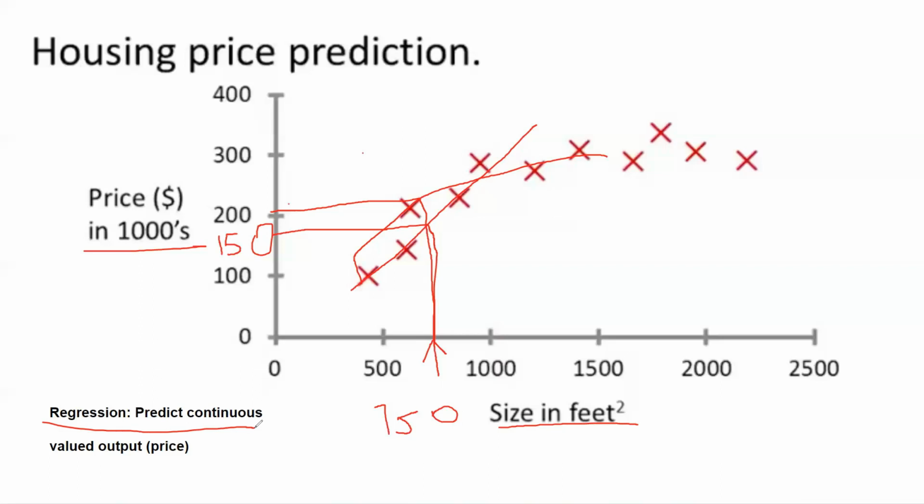So technically, I guess prices can be rounded off to the nearest cent, so maybe prices are actually discrete values, but usually we think of the price of a house as a real number, as a scalar value, as a continuous value number. The term regression refers to the fact that we are trying to predict a continuous valued attribute.